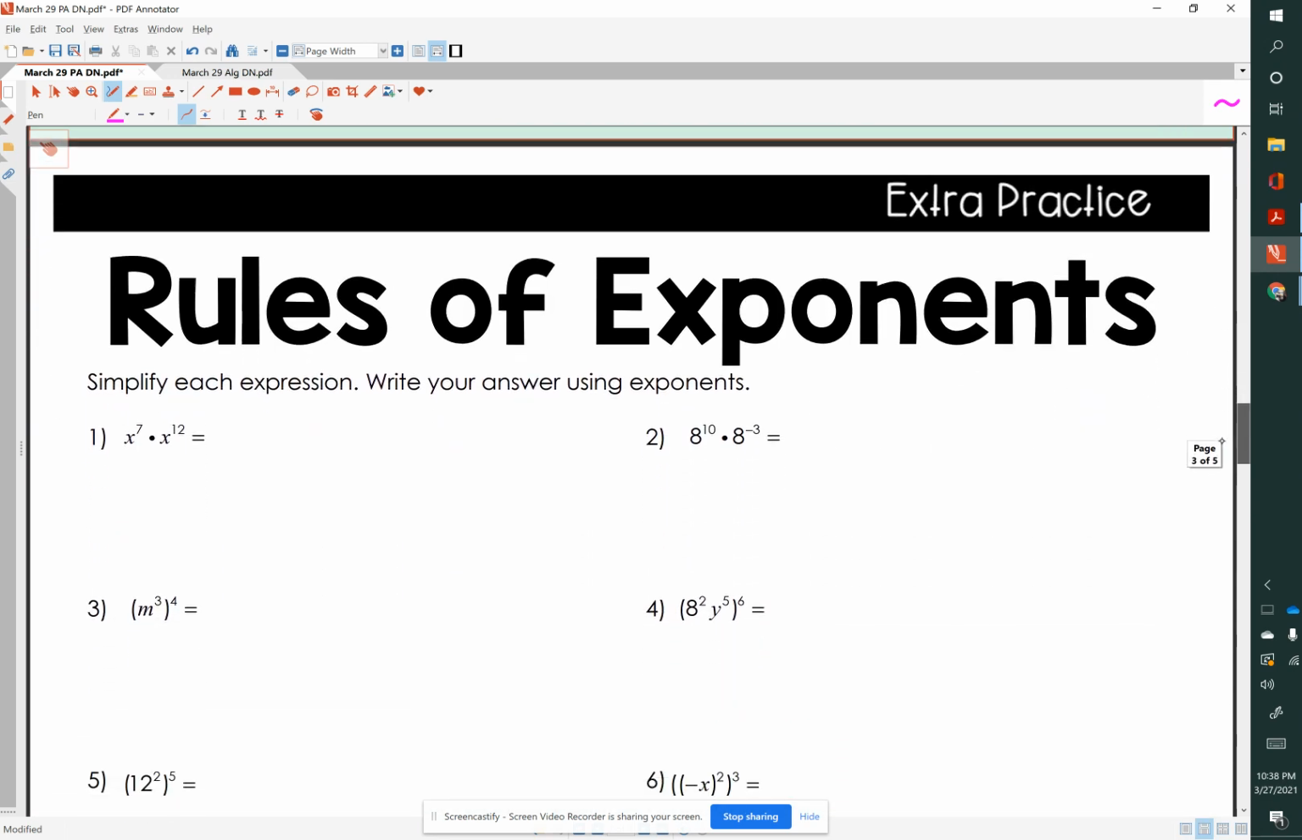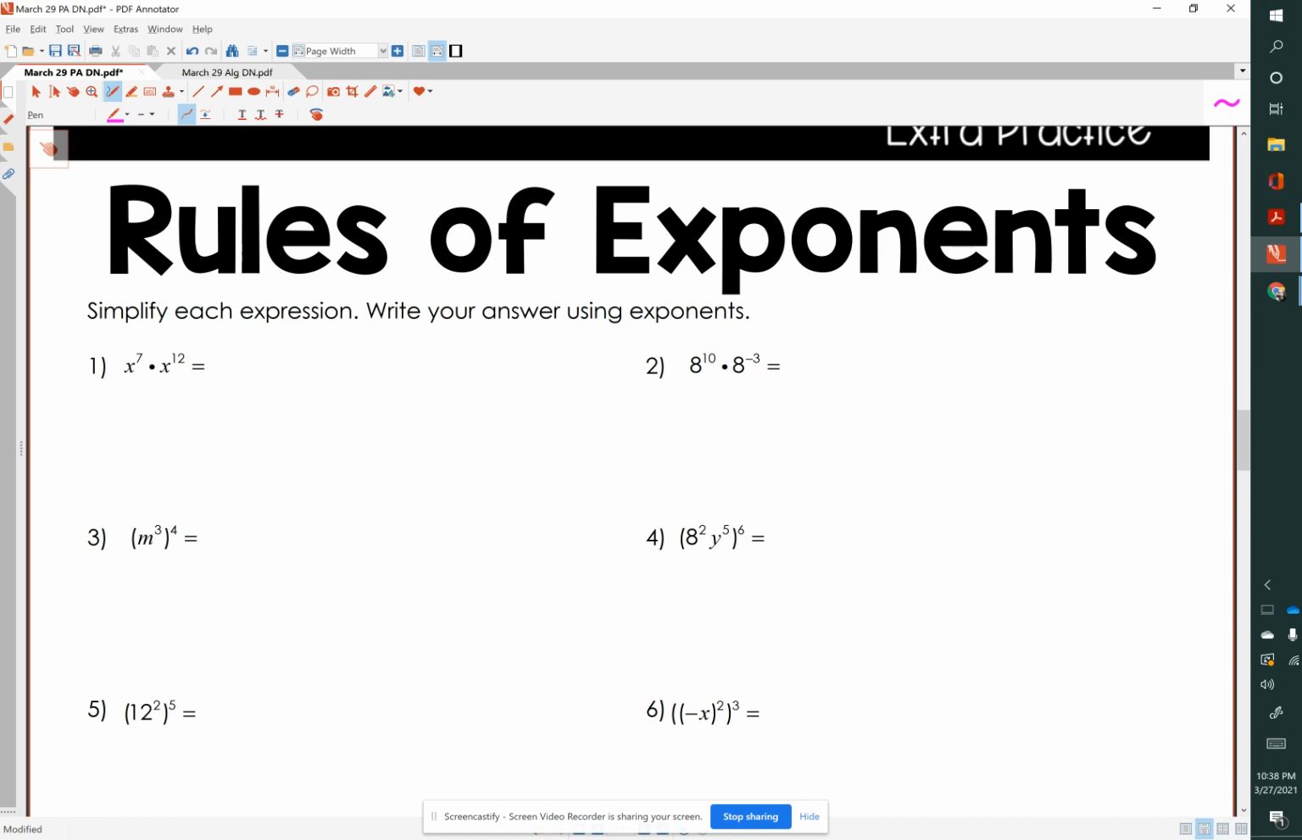So we're going to talk today about the rules of exponents. Remember, when we multiply exponential terms, we add the exponents. When we raise an exponential term to another power, we multiply the exponents. So x to the 7th times x to the 12th would be x to the 7 plus 12, or x to the 19th. Number 2, 8 to the 10th times 8 to the negative 3rd would be 8 to the 10 minus 3, which would equal 8 to the 7th.